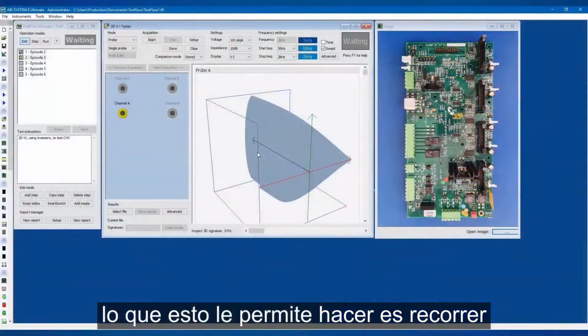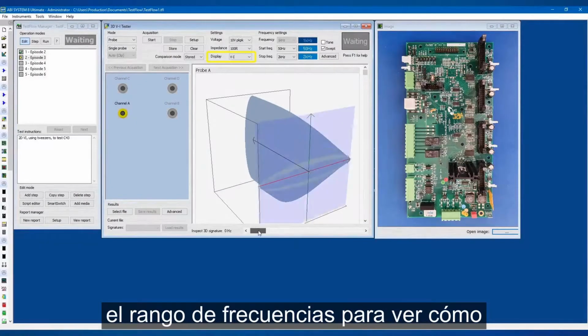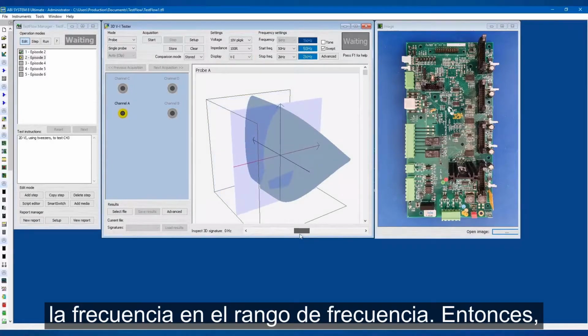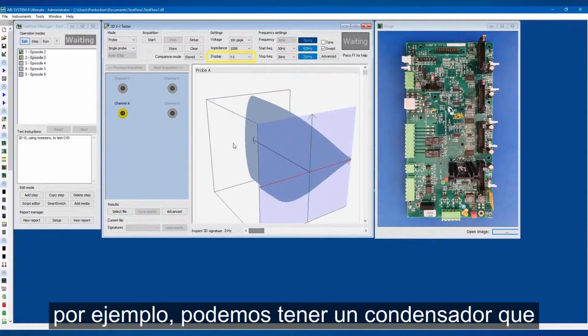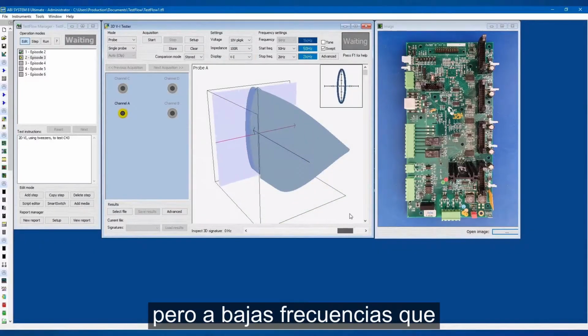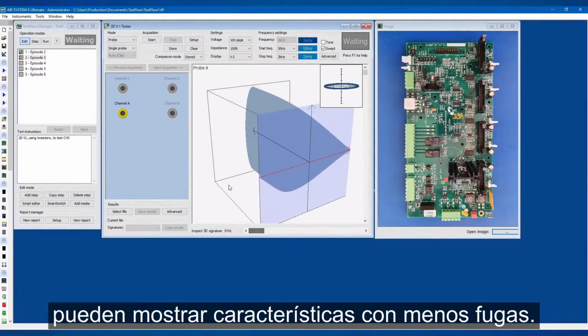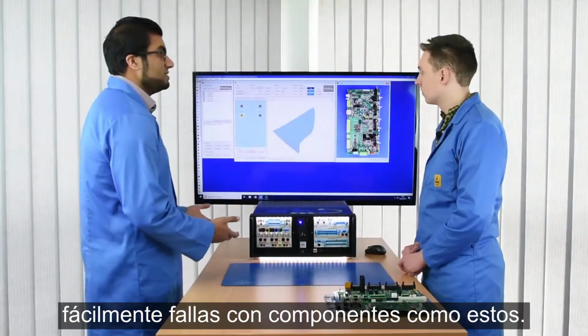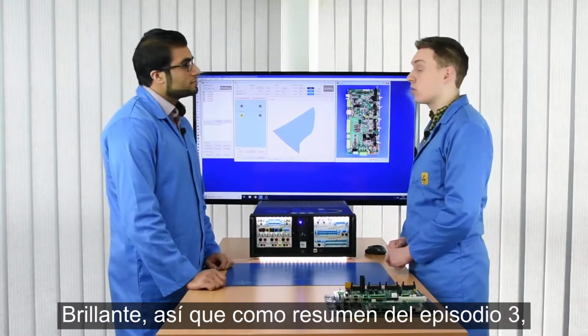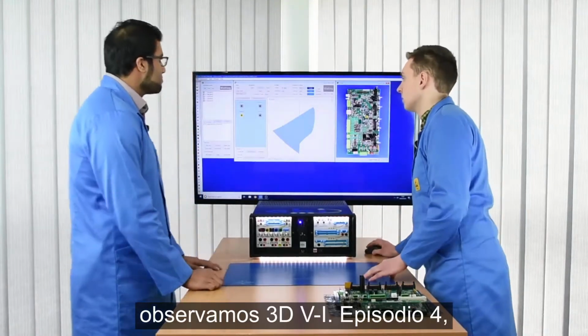So what this allows you to do is sweep through the range of frequencies to see how your device responds depending on the frequency, over the frequency range. So for example, we may have a capacitor that's completely fine at high frequencies, but at low frequencies it may show, let's say, leaky characteristics. So this easily allows you to identify faults with components like these. Brilliant. So that was a summary of episode 3. We looked at 3D VI.